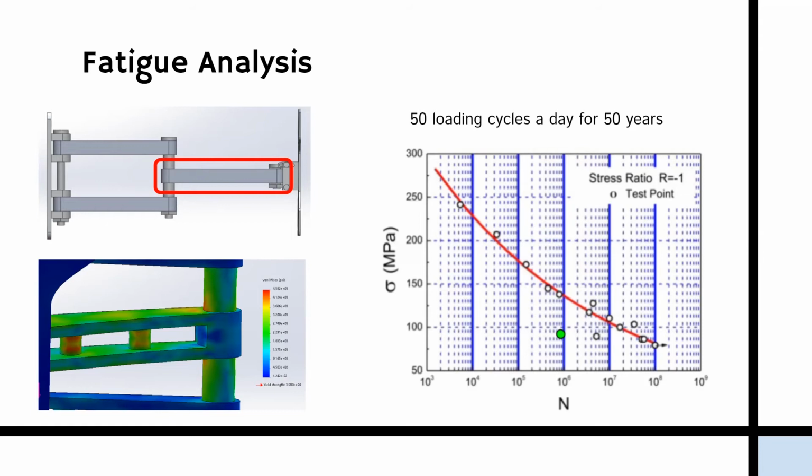In most use cases, the TV mount would not be repositioned very often, maybe once a month. For an extreme case, we will use 50 cycles per day. The structure should also last a long time, so we set a lifetime of 50 years. This gives us a total of 912,000 loading cycles at 80 megapascals, leaving the part under the SN curve, proving that it will last its expected lifespan. Next will be the pivot.